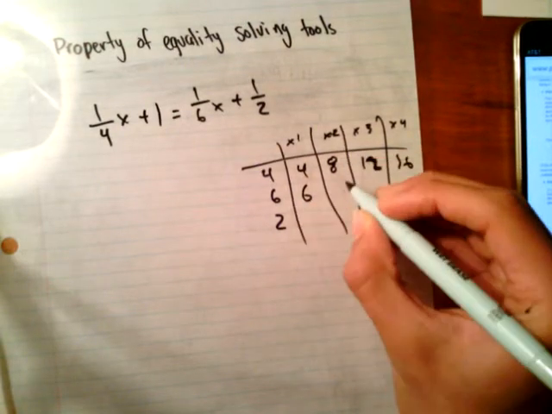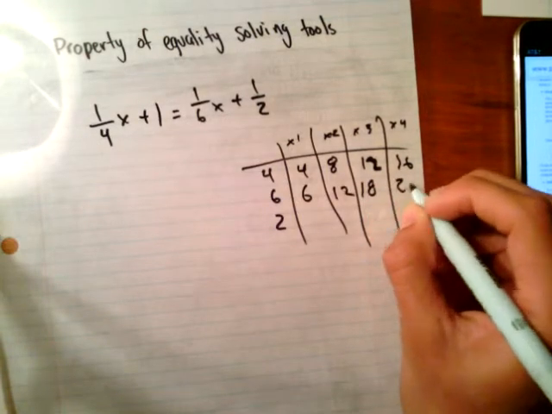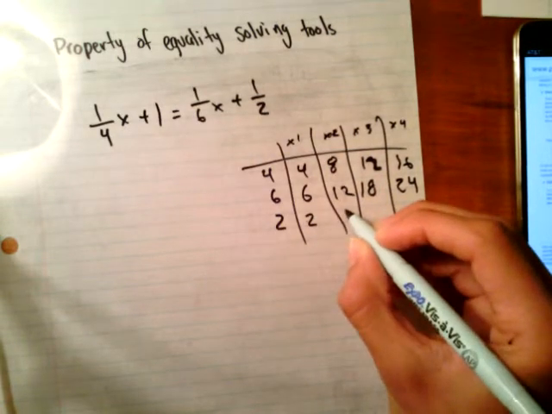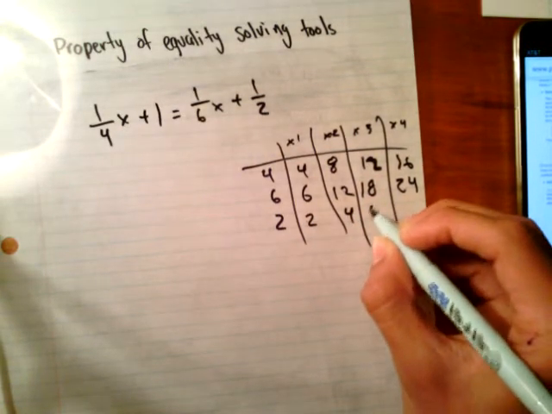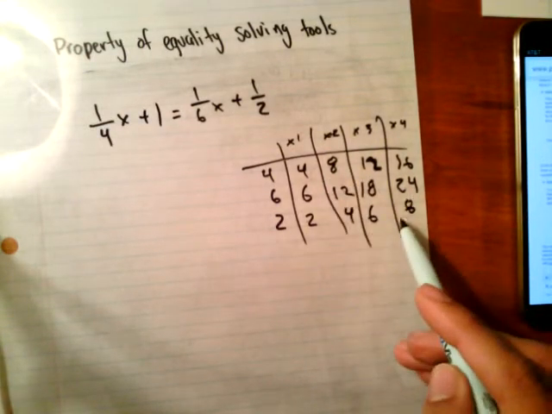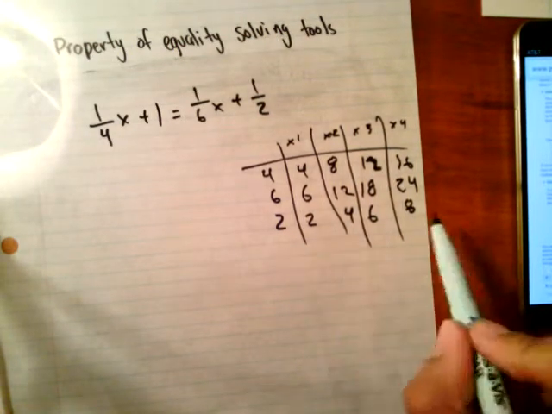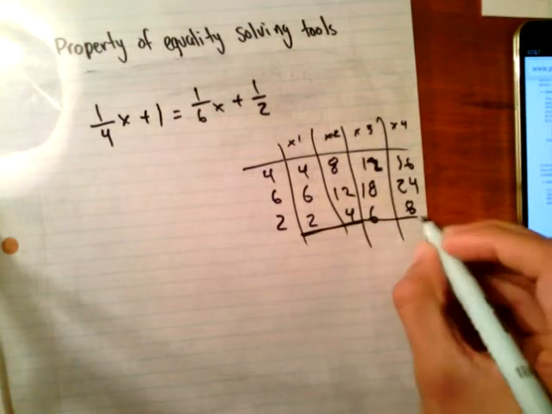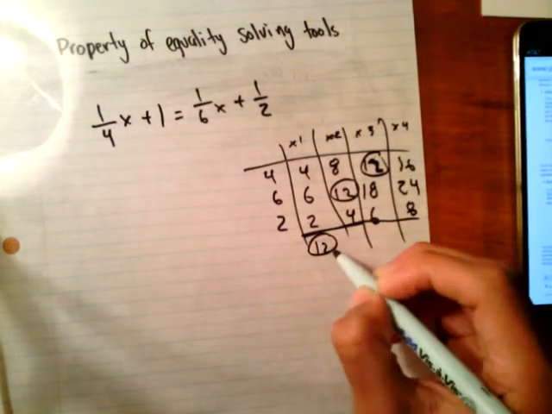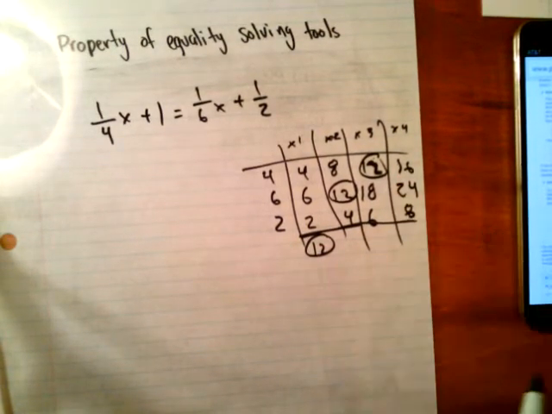6 times 1 gives us 6, 6 times 2 gives us 12, 6 times 3 gives us 18, and 6 times 4 gives us 24. 2 times 1 gives us 2, 2 times 2 gives us 4, 2 times 3 gives us 6, then 8, and we haven't found anything. We see that 8 is common here, but 12s are common here. And I know that 2 times 6 gives us 12, so they also have 12. So our least common multiple is going to end up being 12.